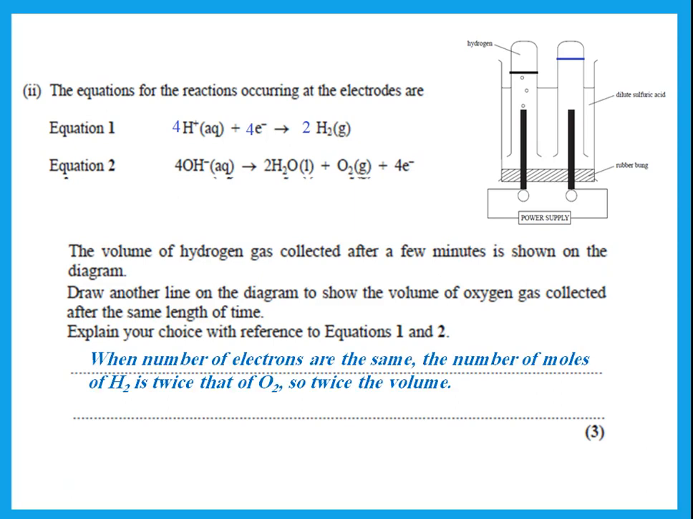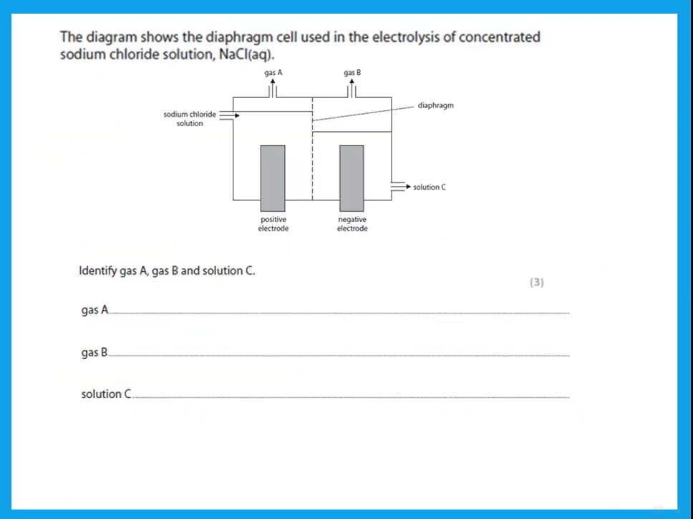Okay, now, so the explanation is when the number of electrons are the same. If they're not the same, we multiply through to make them the same. The number of moles of hydrogen is twice that of oxygen, so the volume of hydrogen should be twice.